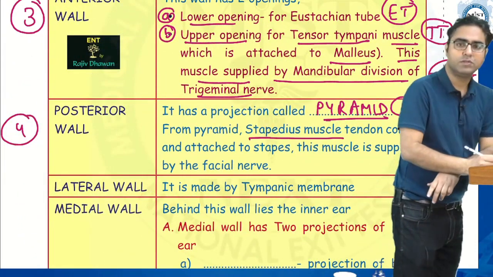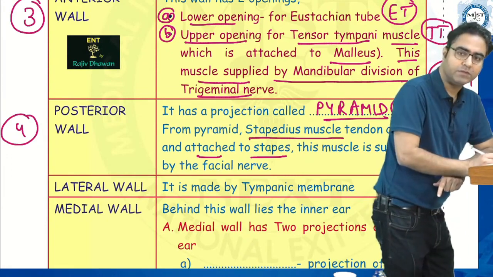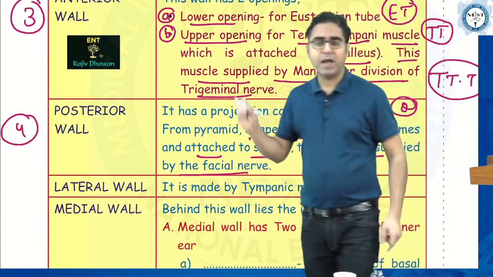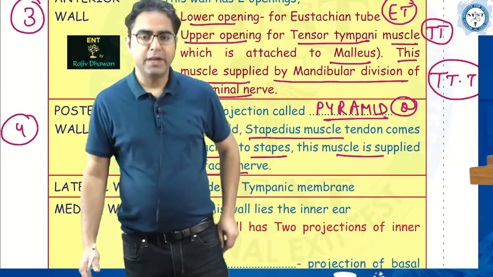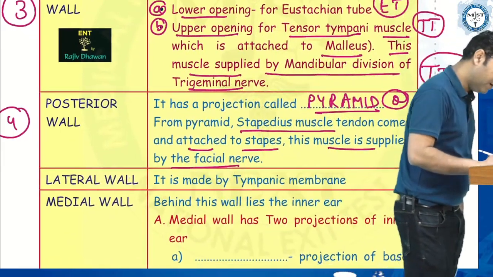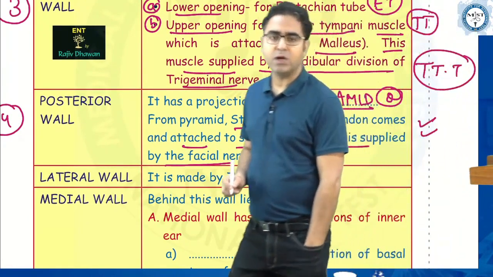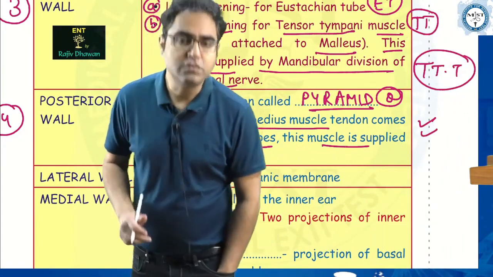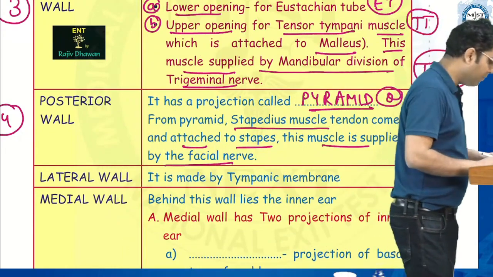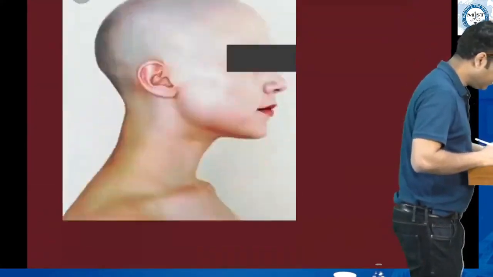From pyramid, which muscle comes out? Stapedius muscle comes out, and that attaches to stapes. This muscle is supplied by facial nerve. Very, very important question, beta. From pyramid, which muscle comes out? Stapedius, and that attaches to stapes. And stapedius is supplied by facial nerve, beta.